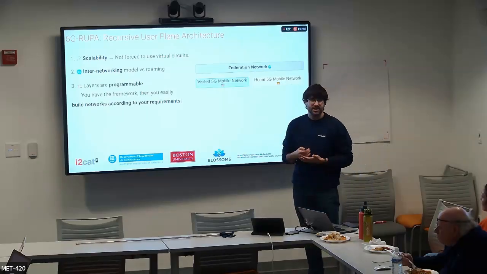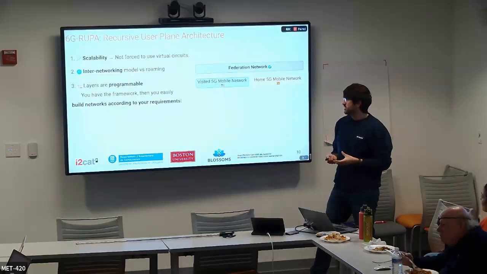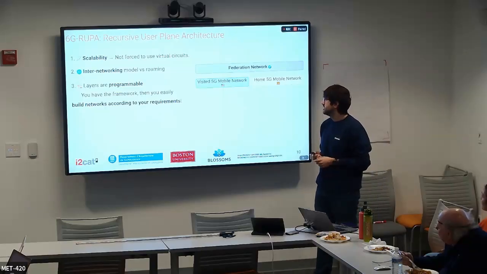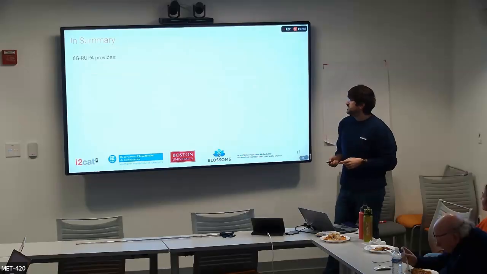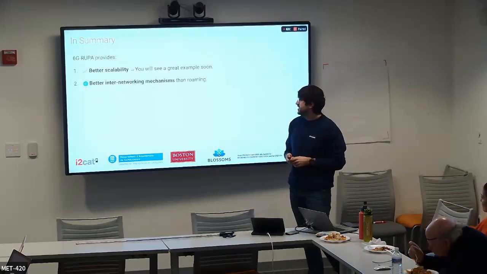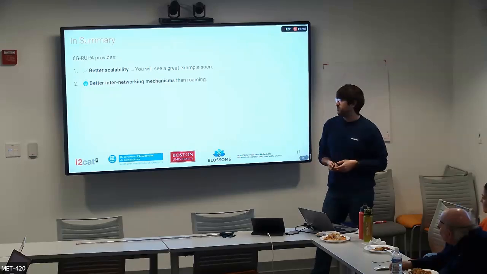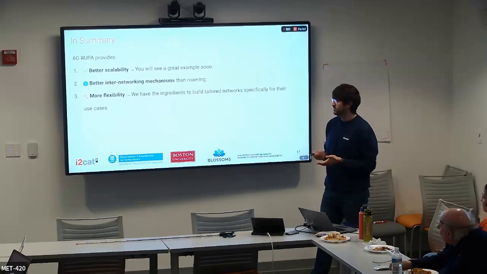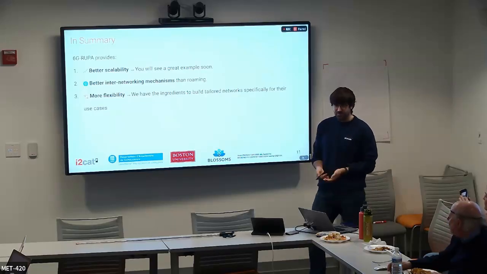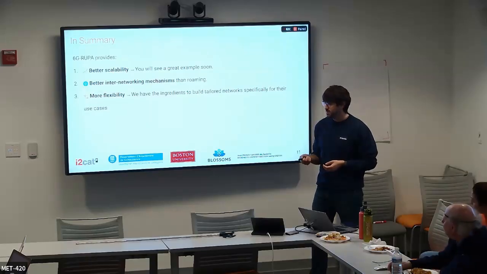Finally, as I was saying, layers are programmable, so you can program the networks. You have a framework, you have the tools, and then you can easily build your networks the way you want and the way you need. In summary, 6G-RUPA provides better scalability, and you will see a great example about that very soon. It provides a much simpler, much more elegant InterNetworking mechanism than roaming, and it's more flexible. You just have the ingredients, the tools, and you build networks specifically tailored for the use cases.